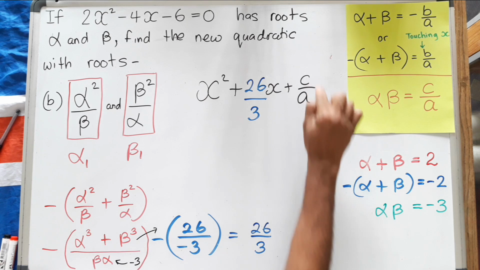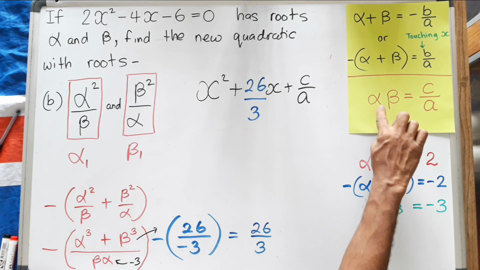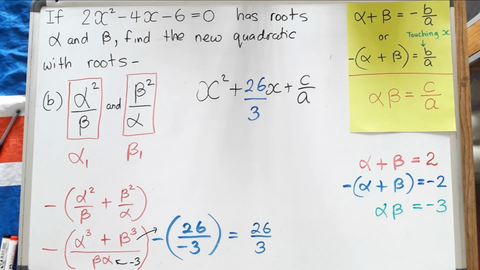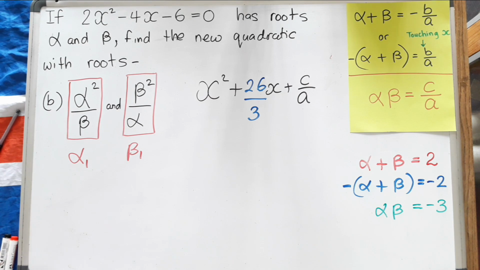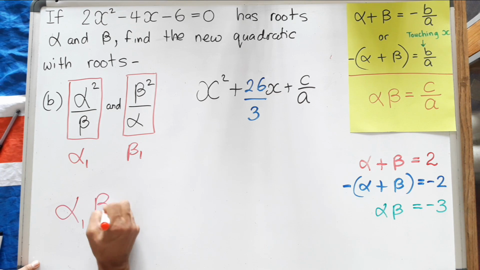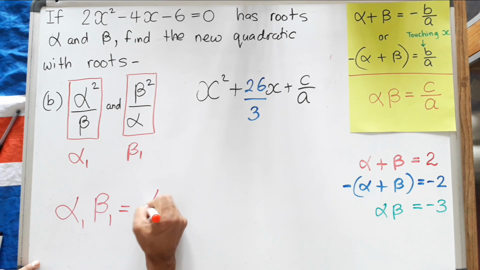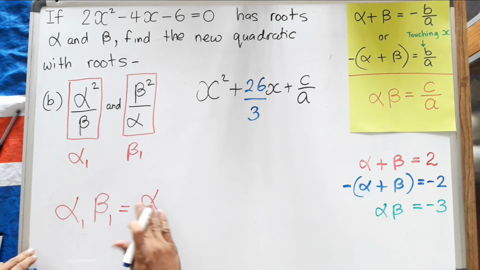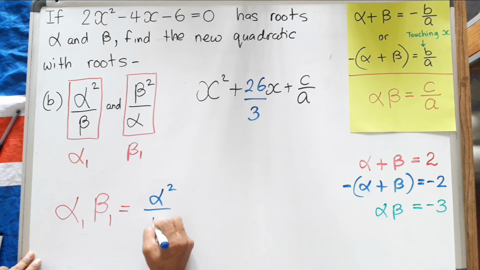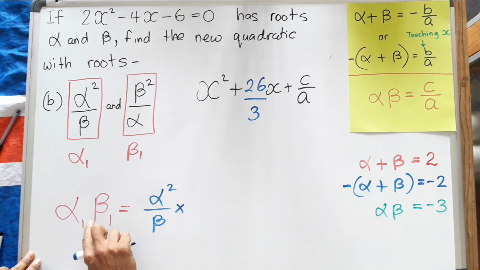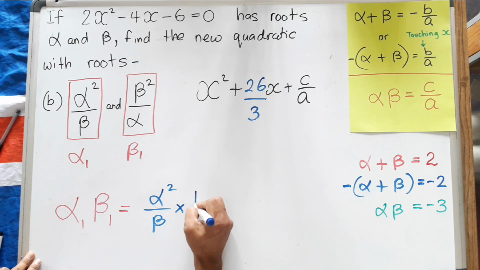Let's work out c on a. How do we work out c on a? We have to take the new alpha and multiply it by the new beta. So what we're looking at is alpha 1 multiplied by beta 1. Alpha 1 is this guy here, so it's alpha squared on beta, multiplied by beta 1, which is this.